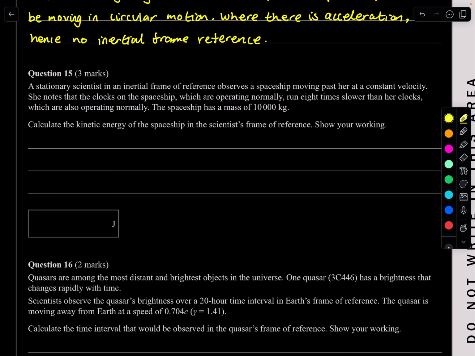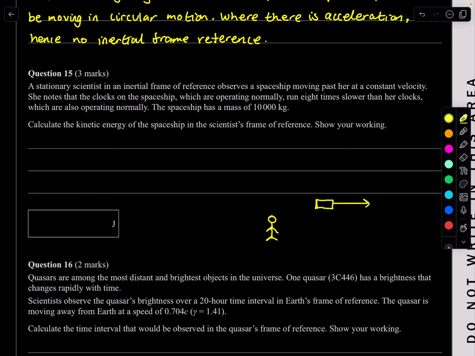I want to understand. A stationary scientist, so let's say this is a scientist here, in an inertial frame of reference, observed a spaceship. Let me draw it like this. Maybe this is our spaceship, like a big one, moving past her at a constant velocity. So this thing is moving.